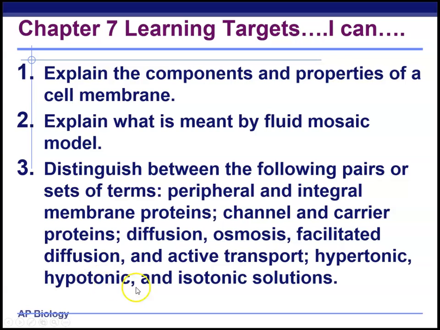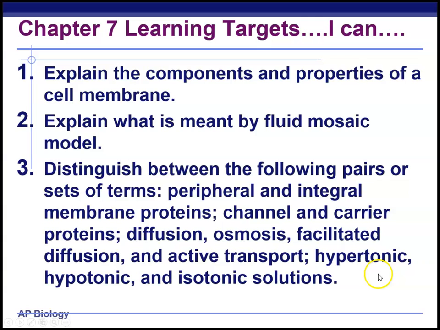All right, so here are our learning targets for our chapter. I can explain the components and properties of a cell membrane. I can explain what's meant by the fluid mosaic model. Distinguish between the following pairs or sets of terms, like the difference between a peripheral and integral or transmembrane protein, a channel and carrier protein, diffusion, osmosis, facilitated diffusion, and active transport. So you're able to distinguish between all those terms.